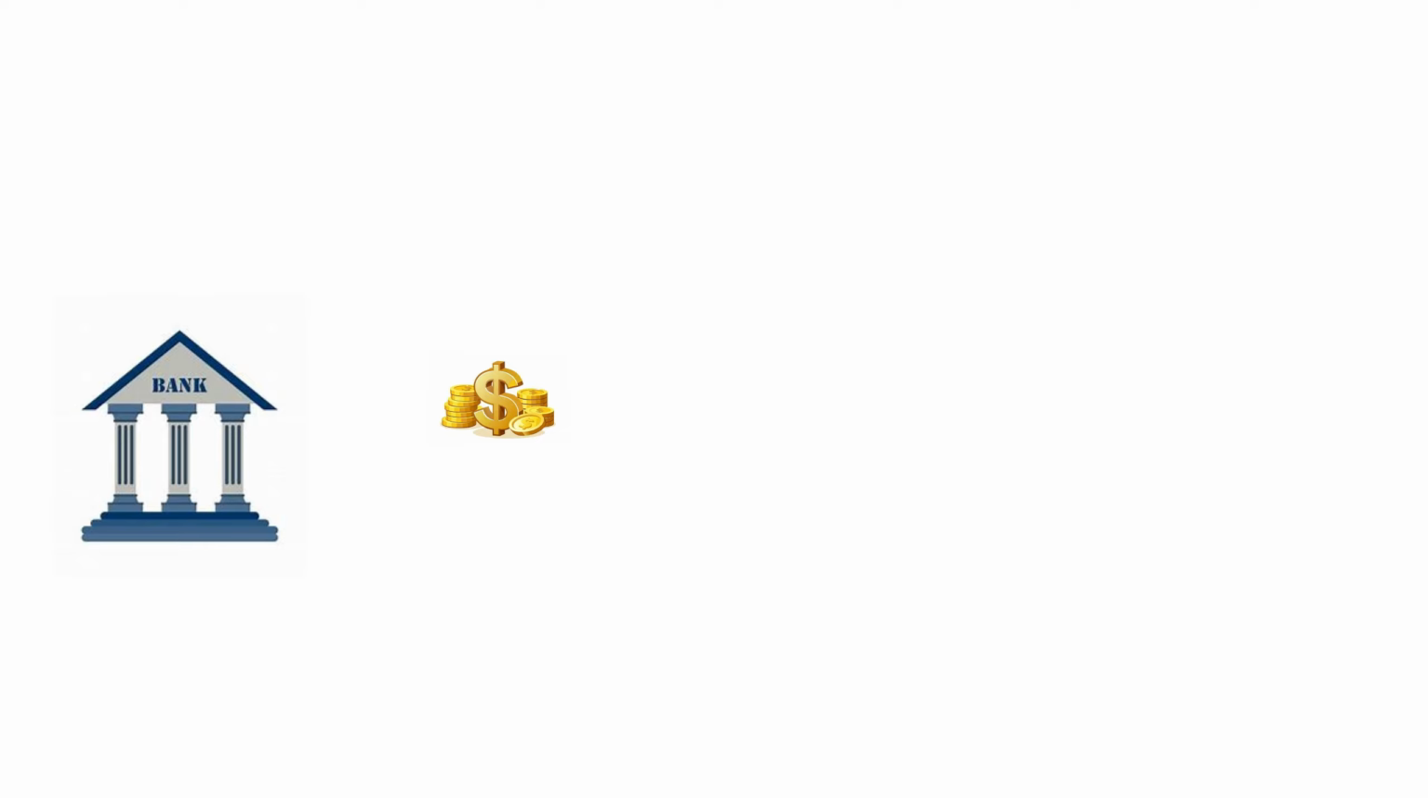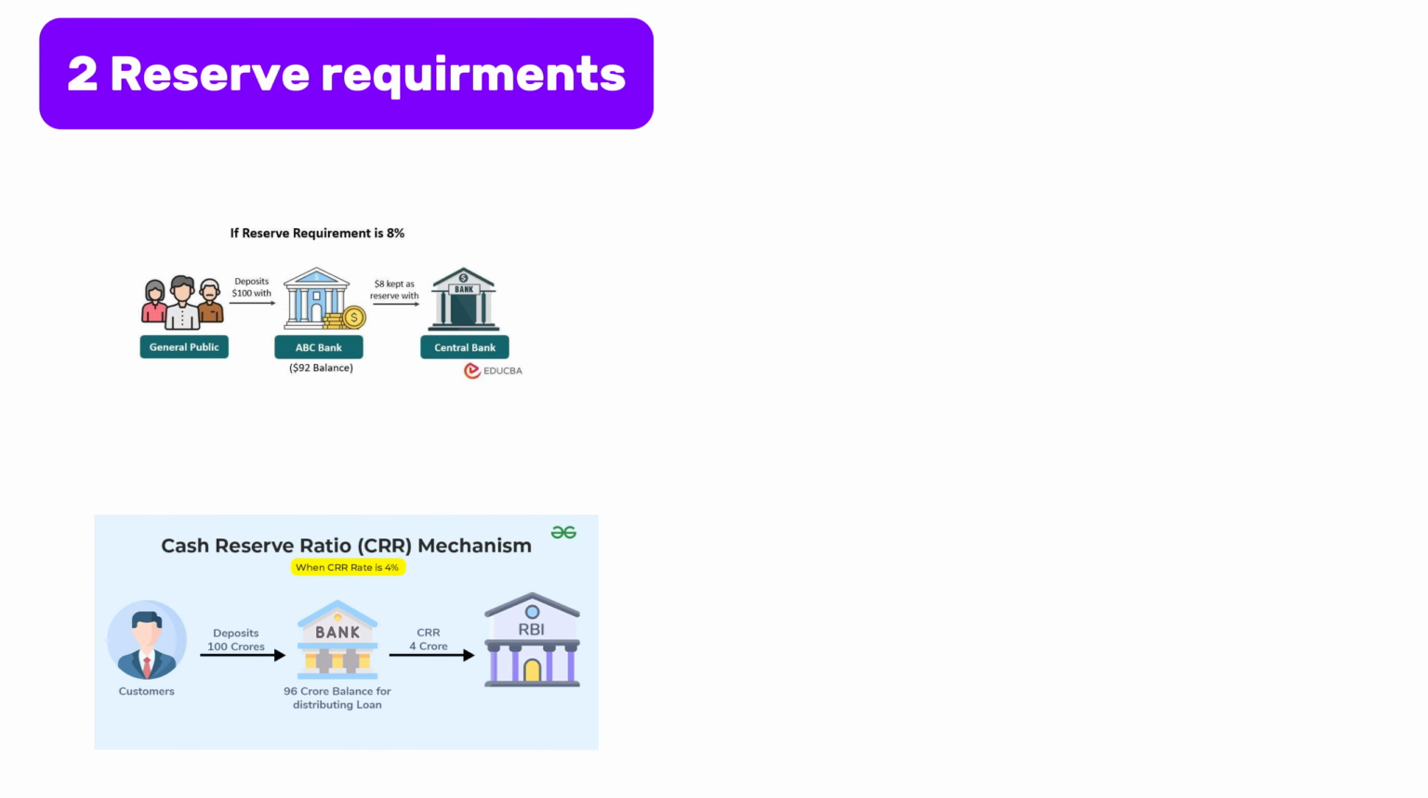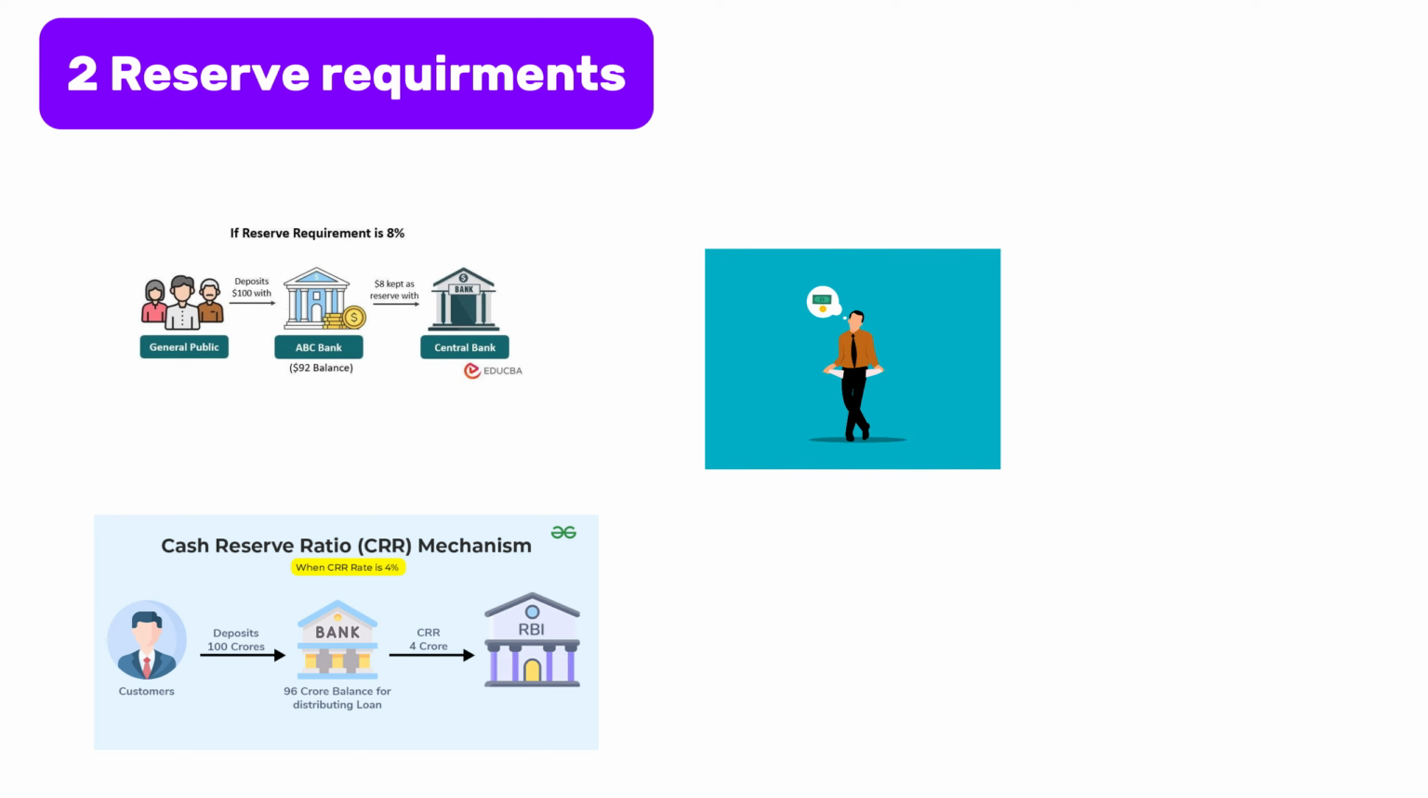The second one is to increase reserve requirements. Banks must maintain a certain amount of cash and reserves, like CRR and SLR respectively, to cover withdrawals. As the reserve requirement increases, banks are left with less money to lend. Less money to borrow and less money to spend, so inflation decreases.